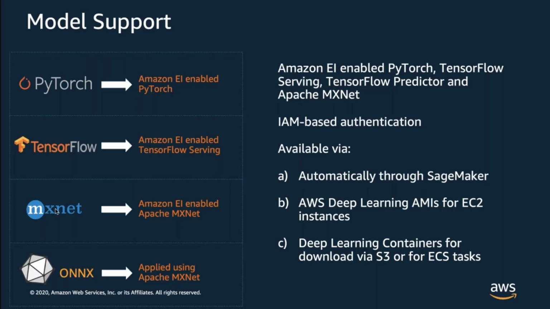These packages automatically discover the presence of an accelerator and efficiently offload operations within your model to run on the attached accelerator. If you're using SageMaker, these packages are provided out of the box. You can find them within our deep learning AMIs for your EC2 instances and in deep learning containers. You can also download the appropriate pip packages via S3 to install on your instances in your custom environment.